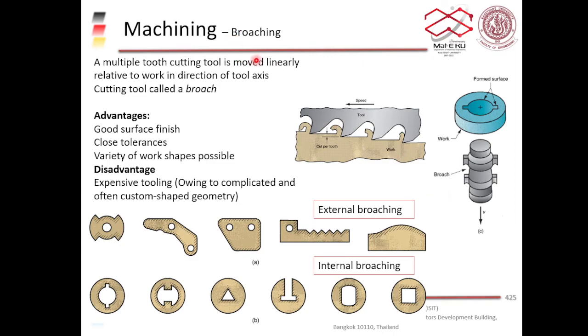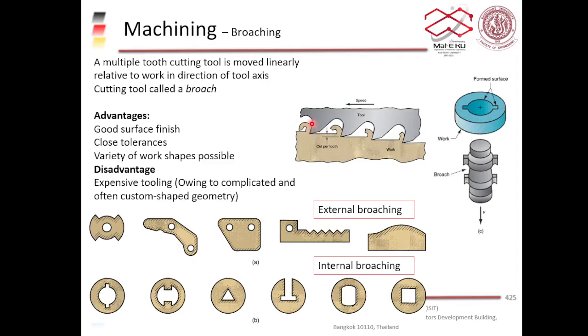Next process is called broaching. Broaching is a multiple tooth cutting tool that is moved linearly relative to the workpiece in direction of its axis. The cutting tool is called a broach. So this is a broach, right? So this is the cutting tool, and you can see that there are a set of teeth on the broach, right? Like in this picture here.